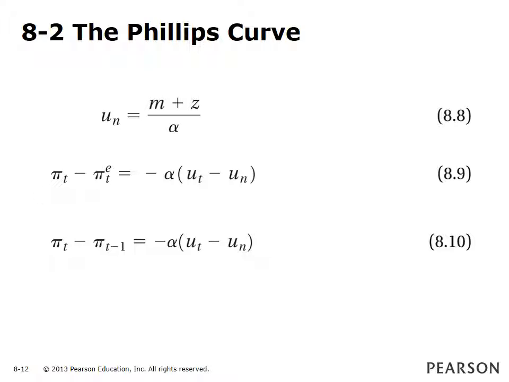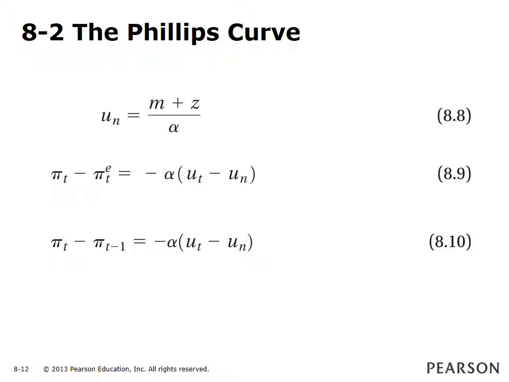The natural rate of unemployment is defined as the rate such that the actual price level is equal to the expected price level. Thus, the actual inflation rate is equal to the expected inflation rate. Substituting pi t equals pi t minus 1 in equation 8.3, we get equation 8.8, which gives us the formula for finding the natural rate of unemployment in the economy. It shows that the higher the markup m, or the higher the factors that affect wage setting z, the higher the natural rate of unemployment un. A higher value of alpha leads to a lower natural rate of unemployment.